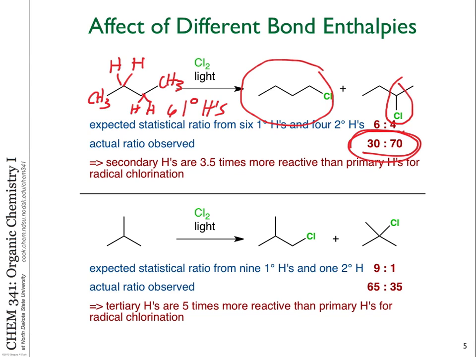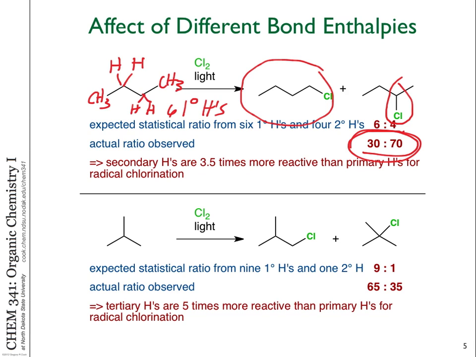And so we see that just based on what we would expect and what we actually get, we can predict that secondary hydrogens are 3.5 times more reactive for this free radical halogenation reaction than the hydrogens that are on the methyl groups, the primary hydrogens. And likewise, in the bottom example, we talked about this one also.